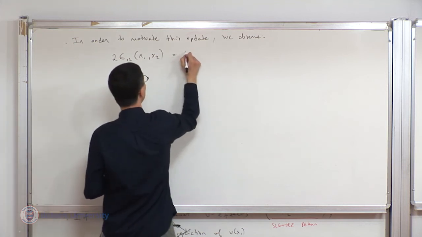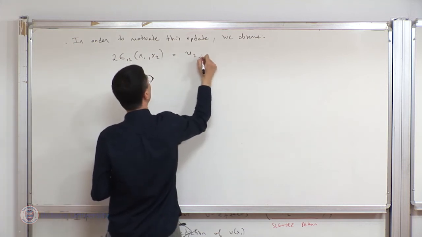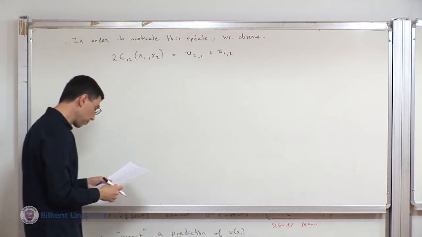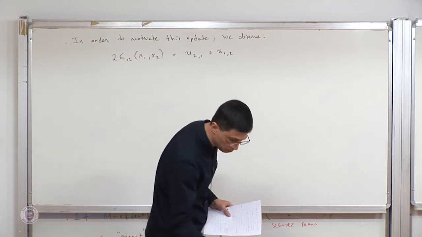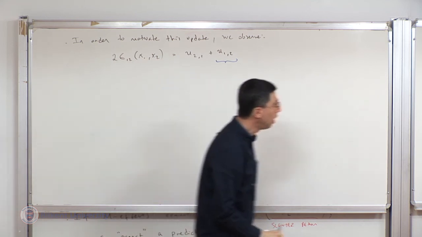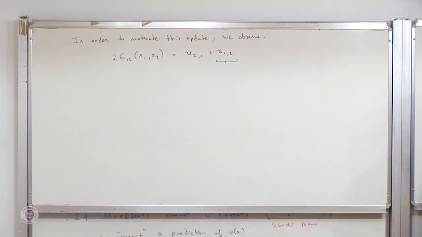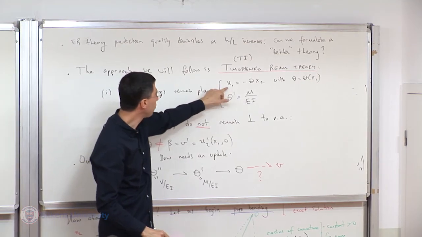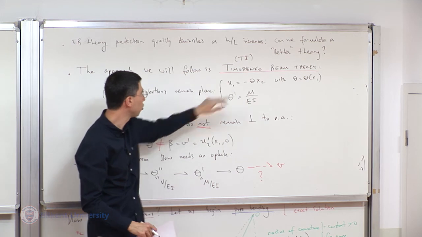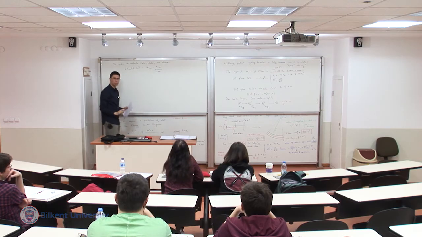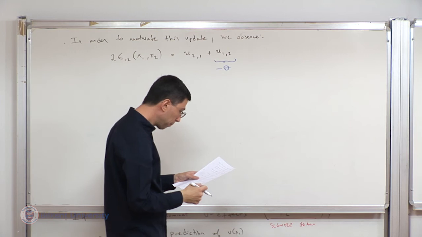And I have its definition, which is u2,1 plus u1,2. That is the definition that we know from this course. Now, I am already invoking, in the context of this so-called Timoshenko beam theory, let's see where it leads us, but I'm already invoking plane sections remain plane. So I have that statement, u1 equals minus theta x2. And therefore, this is still equal to minus theta. Okay.